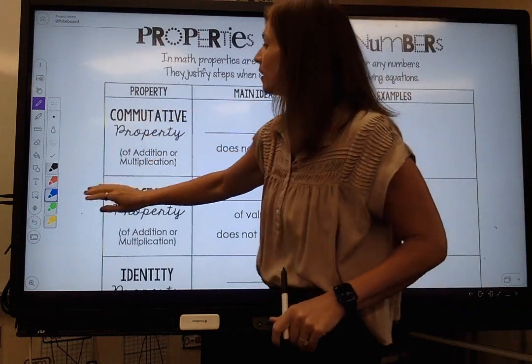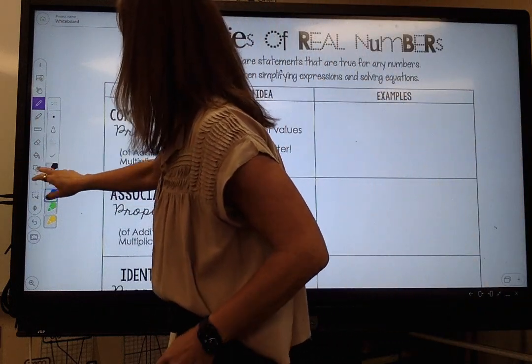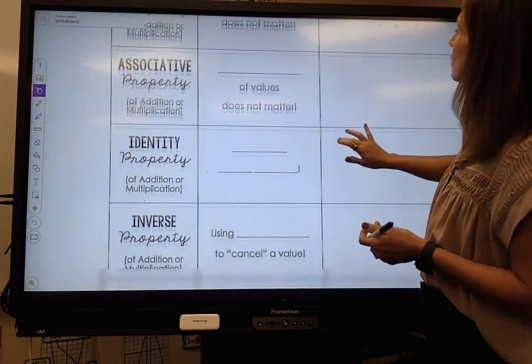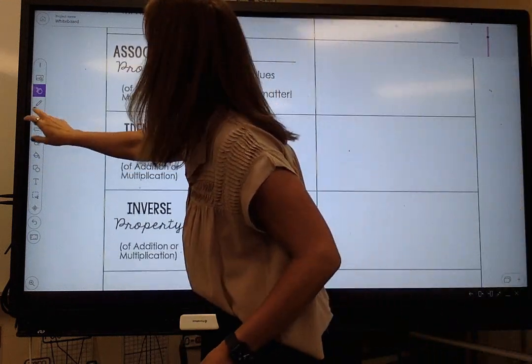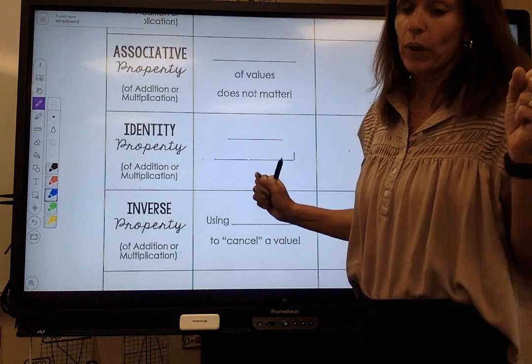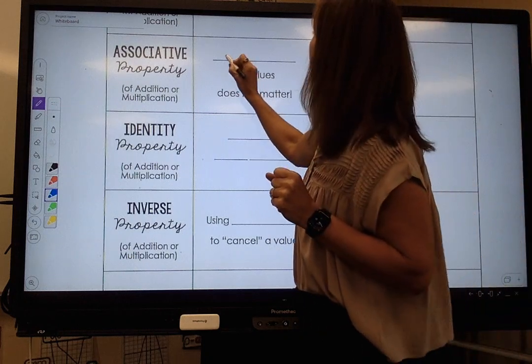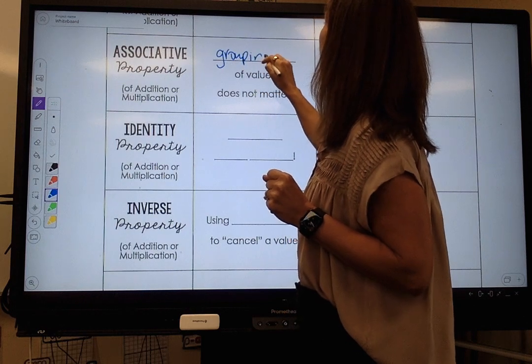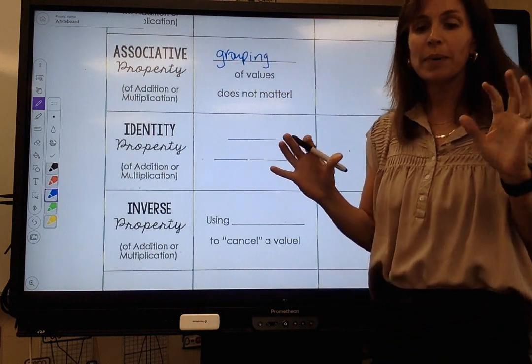Let's take a look at the associative property. How do I toggle up? All right, the associative property is when the grouping of values does not matter. So all that means is the grouping.